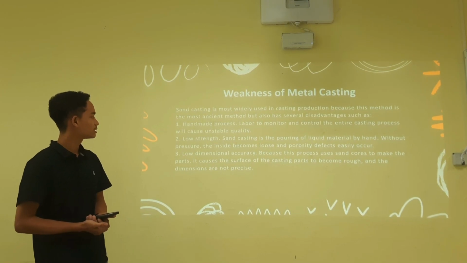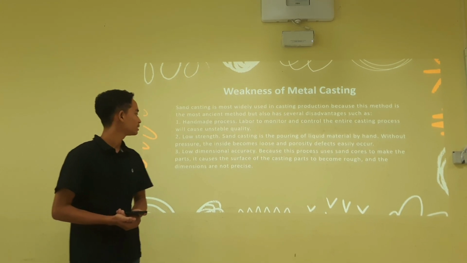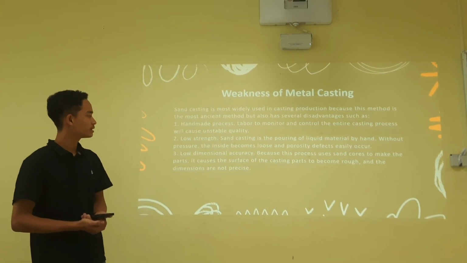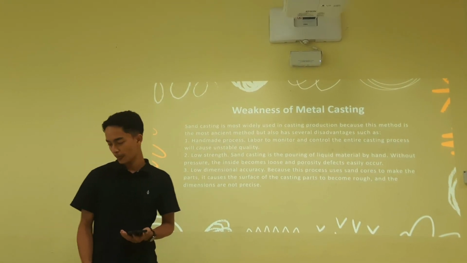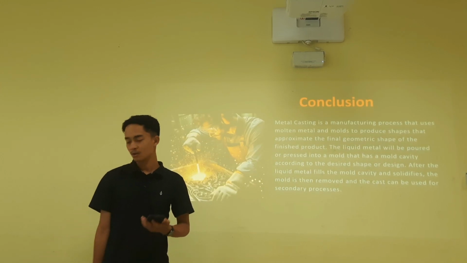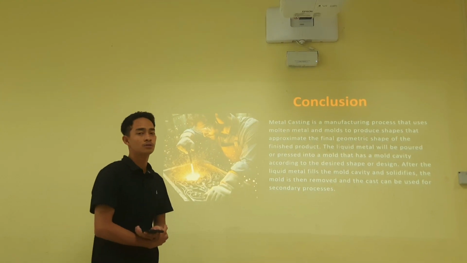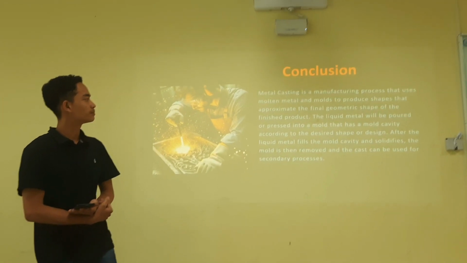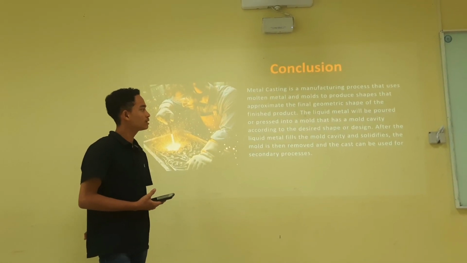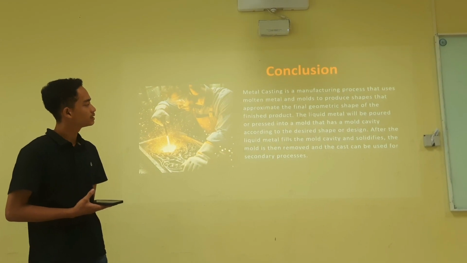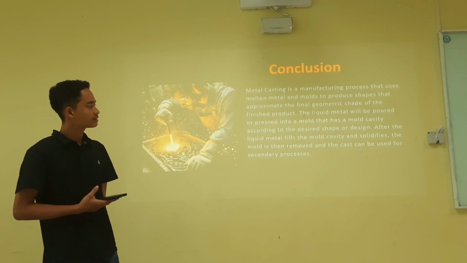And 3, low dimensional accuracy. Because this process uses sand cores to make the parts, it causes the surface of the casting part to become rough and the dimensions are not precise. Conclusion: metal casting is a manufacturing process that uses molten metal and a mold to produce shapes approximating the final geometric shape of the finished product. The liquid metal is poured or pressed into a mold that has a mold cavity according to the desired shape or design.